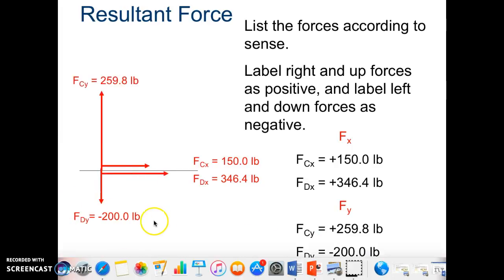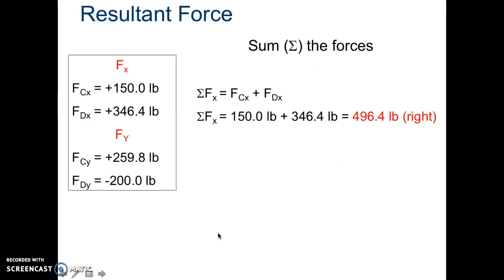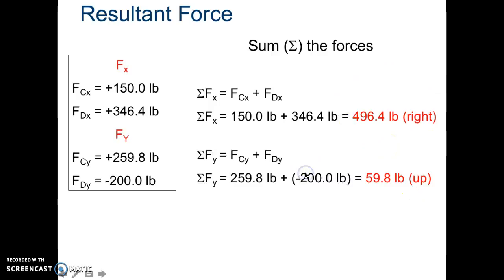So if you put those on here, we can see how those forces work together. 259.8 pounds up, minus 200 pounds down, 346.4 to the right, and 150 to the right. We're going to add those together, and we're going to get a total force to the right of 496.4 pounds, and a total force up of 59.8 pounds. That is because the up component, the y going up, is 59.8 larger than the component going down. So the overall sense is that this is going to go up and to the right.